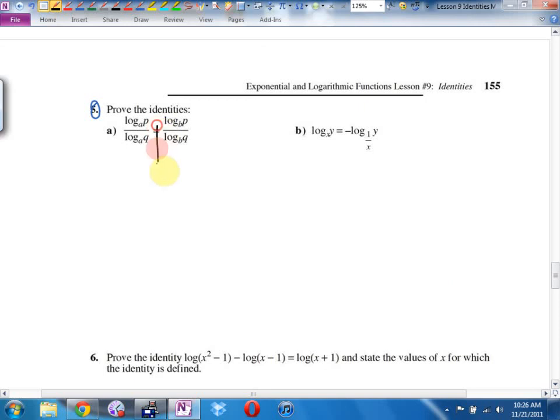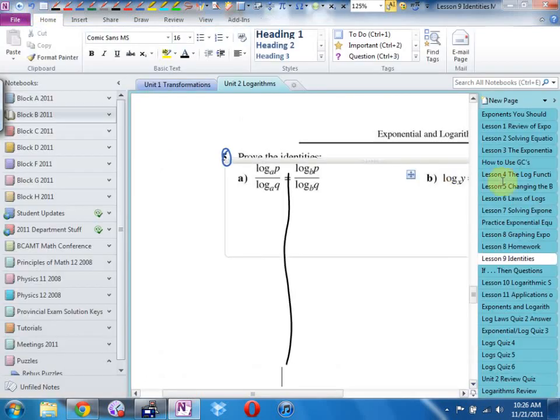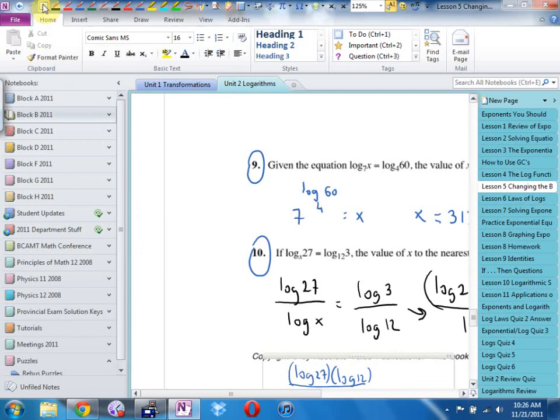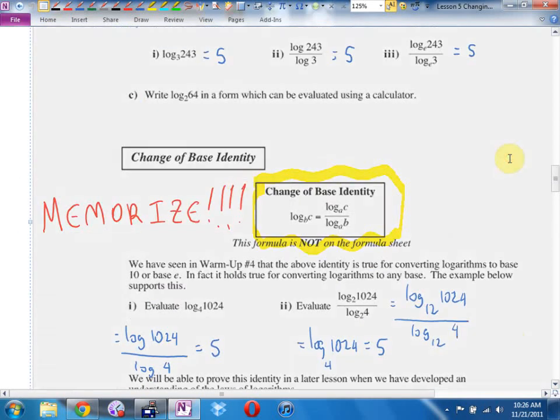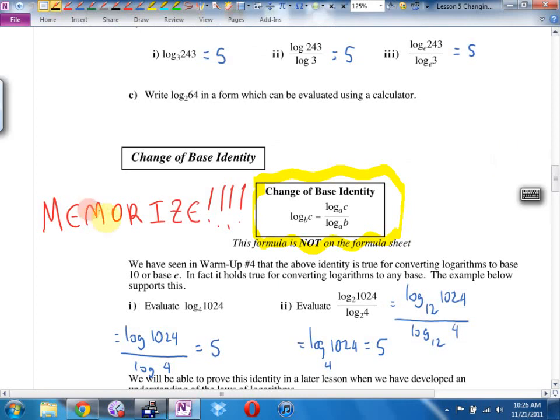Stay on this page, Andrew. But I really want you to look closely at this. Do you agree with me that our strategy should be some type of a base change? Okay. I'm going to go zipping off to when we did the base change law. The base change law looked like this. When you had the same base, top and bottom, you could take these and write them like that.